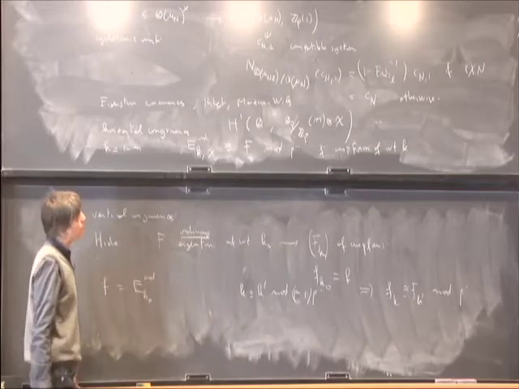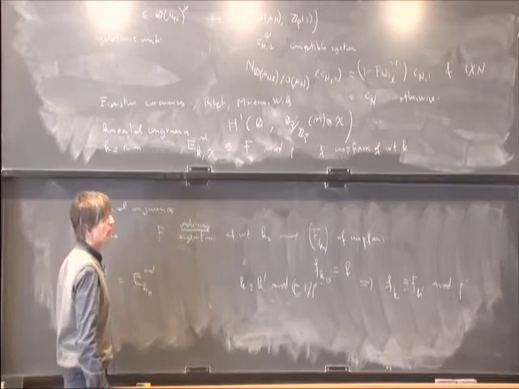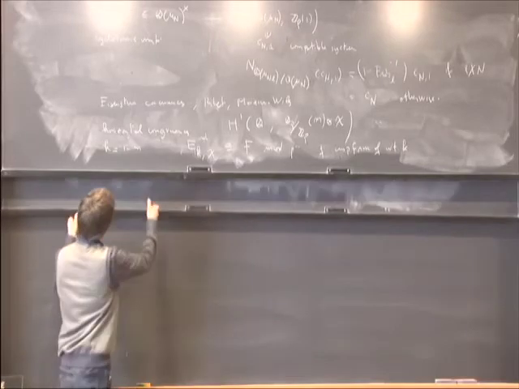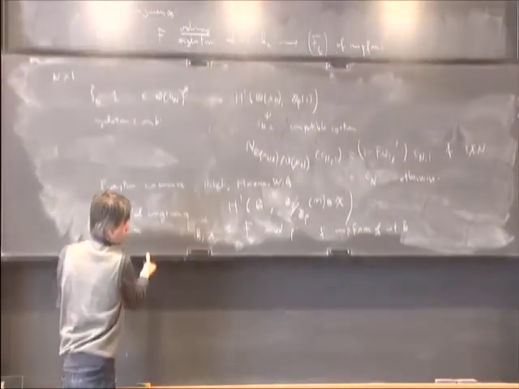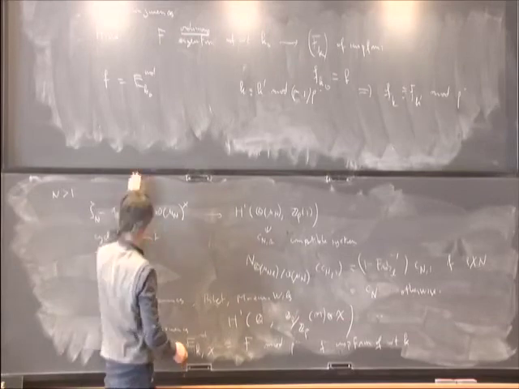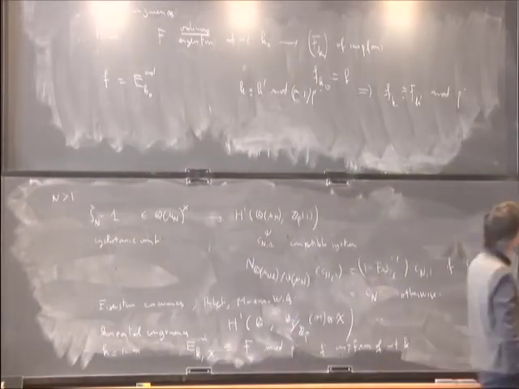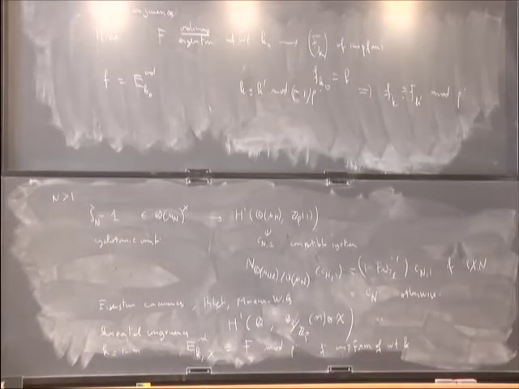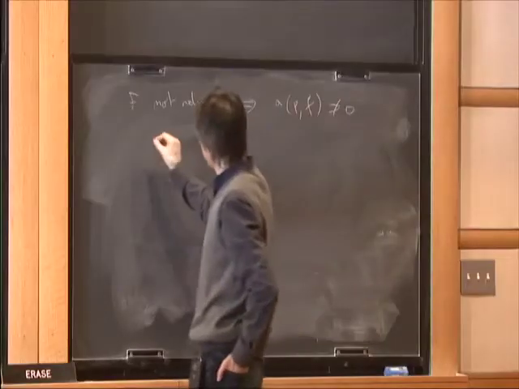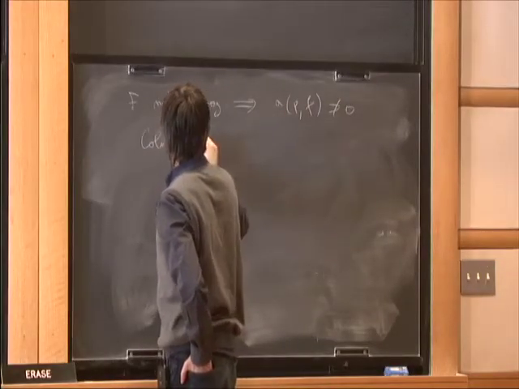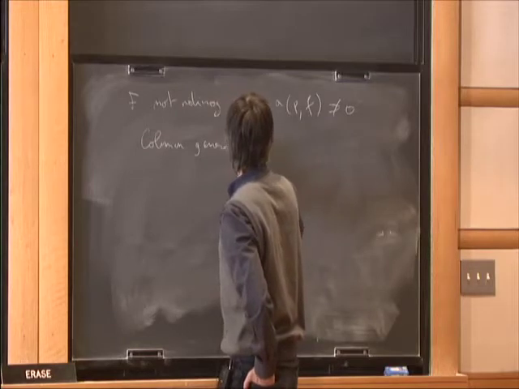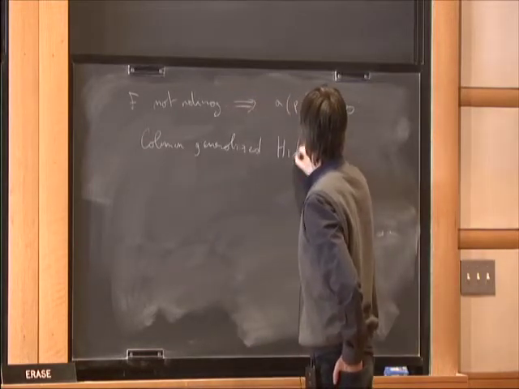In the non-ordinary case, the result of Hida has been generalized by Coleman. So if f is not ordinary, and a_p(f) doesn't vanish, then Coleman generalized Hida's result.